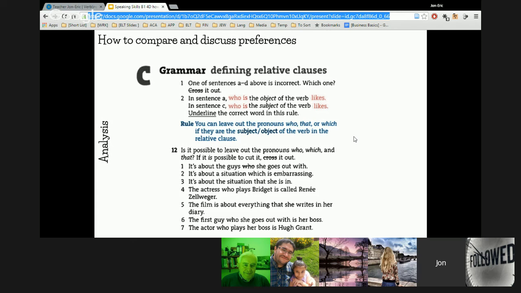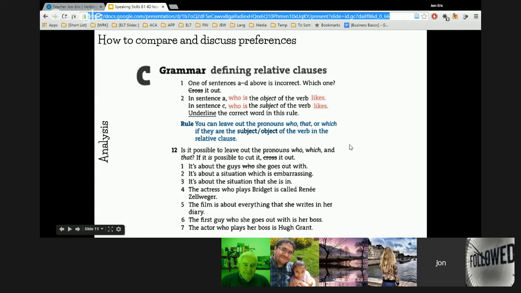Vitor, I want you to read number 2 on this page. Okay. In sentence A, who is the object of the verb likes? In sentence C, who is the subject of the verb likes? And then it asks us to underline the correct rule, right? We're not going to underline it, but you're going to decide what is the right word. Okay, but first think about that.